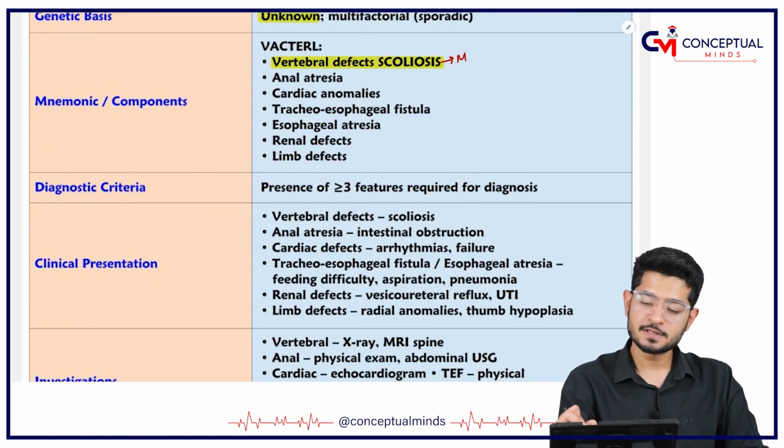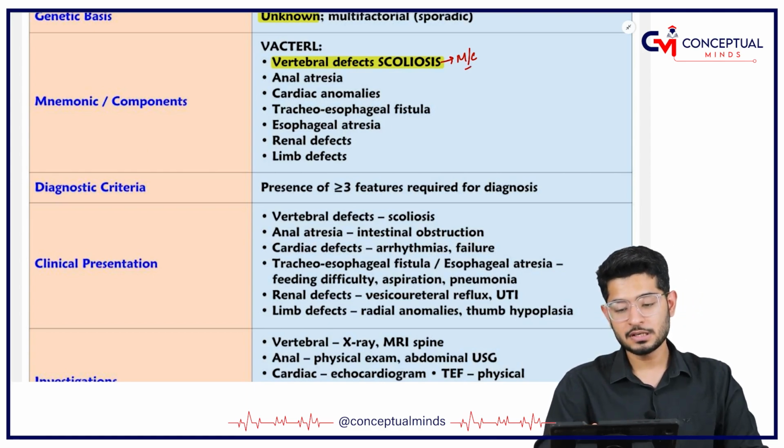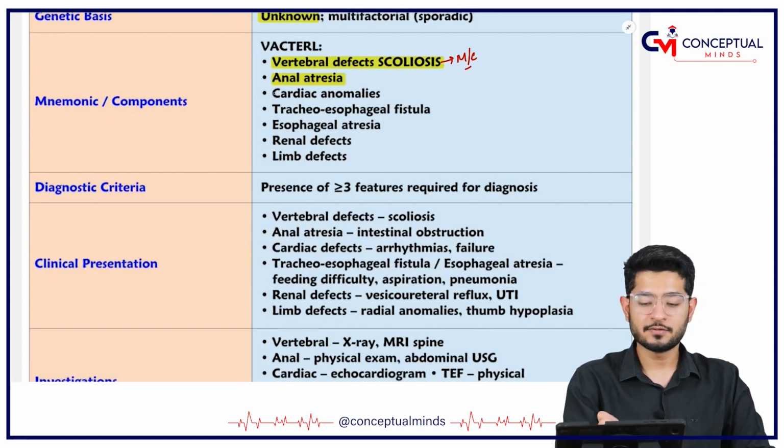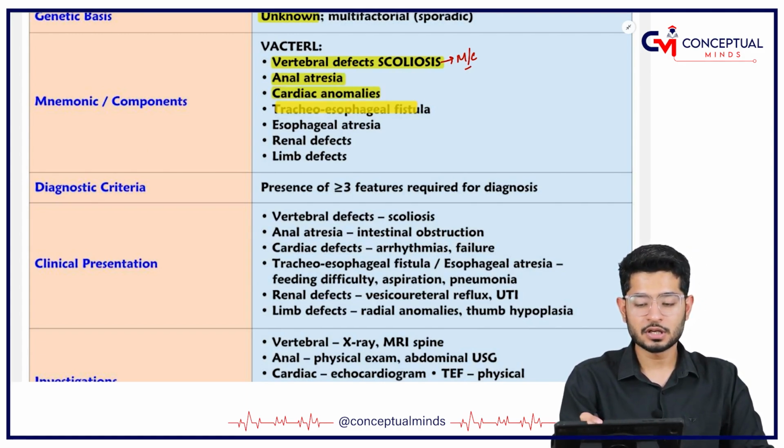So this is the first MCQ which is actually asked: which vertebral defect is the most common one? It is scoliosis. Then A for anal atresia, C for cardiac abnormalities, T for tracheoesophageal fistula, E for esophageal atresia, R for renal defects and L for limb defects.